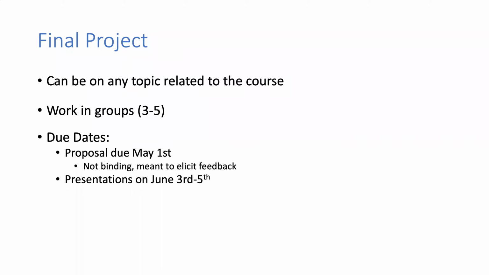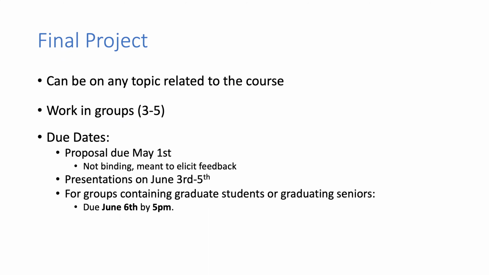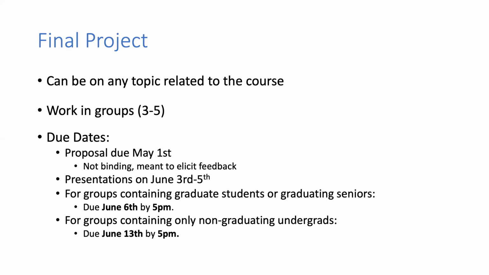Presentations are between June 3rd and 5th. Again, if it turns out that logistically this is challenging for students, we'll find an alternative, but this is the current plan. For groups with a graduate student or a graduating senior whose term ends early in the spring, the final report is due June 6th. For groups that contain only non-graduating students, which are basically freshmen, sophomores, juniors, hopefully just sophomores and juniors in this class, the report is due a week later.